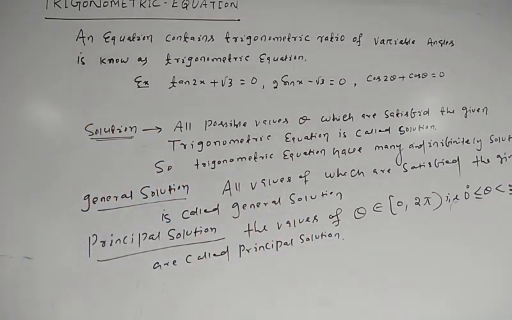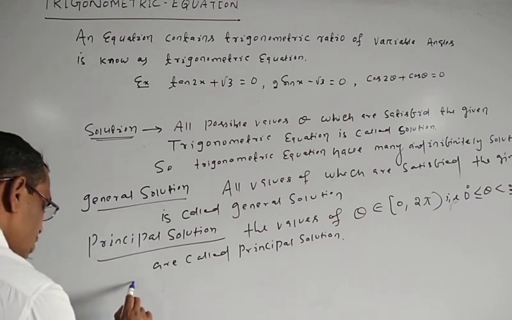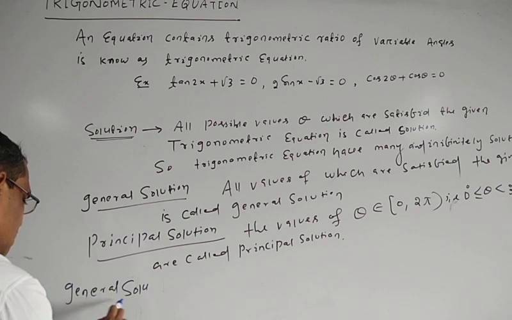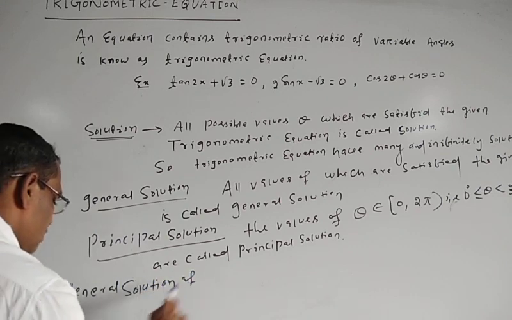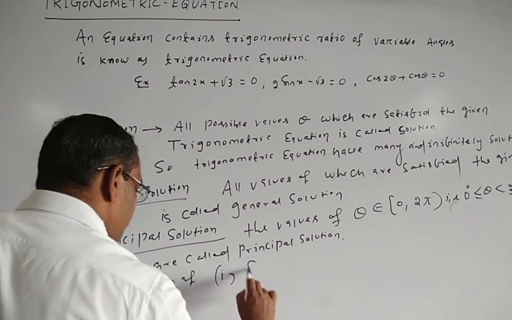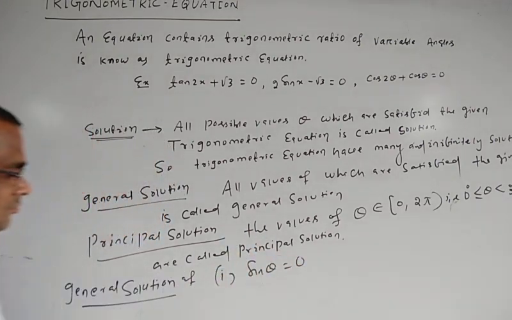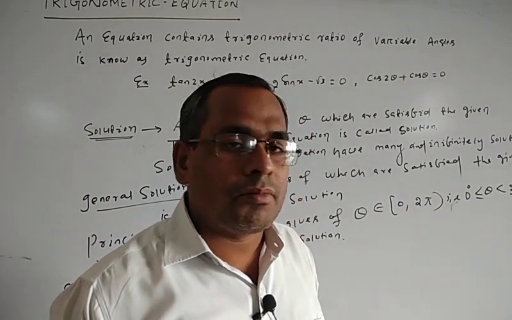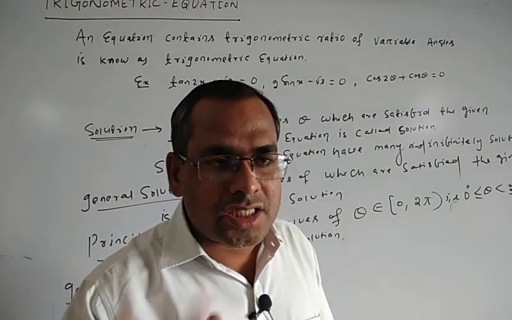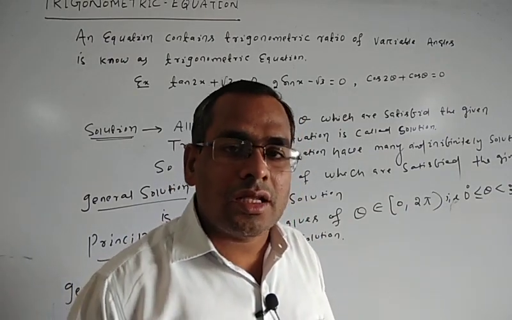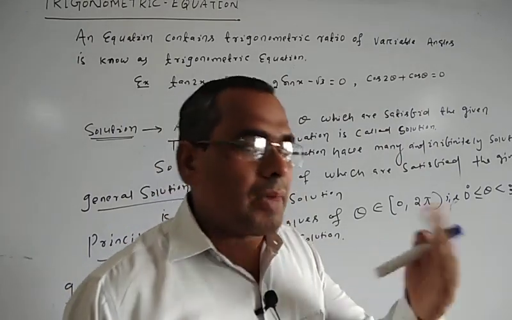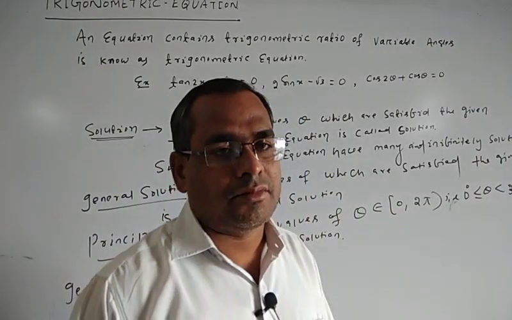Now, what is the general solution of sin theta is equal to 0? General solution of number 1, sin theta is equal to 0. You know when sin theta is equal to 0, theta is equal to 0, pi, 180 degrees, 360 degrees, that is 2 pi, then 3 pi, 4 pi, 5 pi, 6 pi, 7 pi, also minus pi, minus 2 pi, minus 3 pi, minus 4 pi.